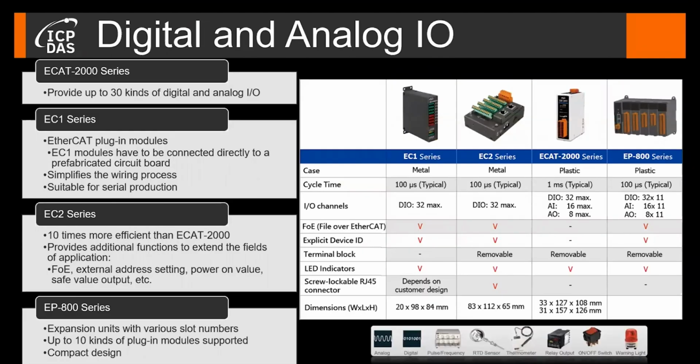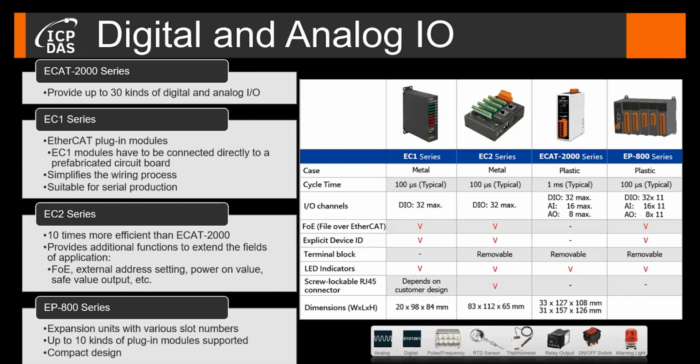ICP DAS provides several types of EtherCAT I/O slaves. The ECAT 2000 series, represented by the module with the white housing. This is our standard I/O slave, and it meets the requirements of most EtherCAT applications. The EC1 series, our EtherCAT plug-in modules. The EC1 modules have to be connected directly into a prefabricated circuit board. The circuit board can be created by the customer themselves, or the customer has to commission an engineering company with the PC board design and production. The advantage of this series is that it simplifies the wiring process.